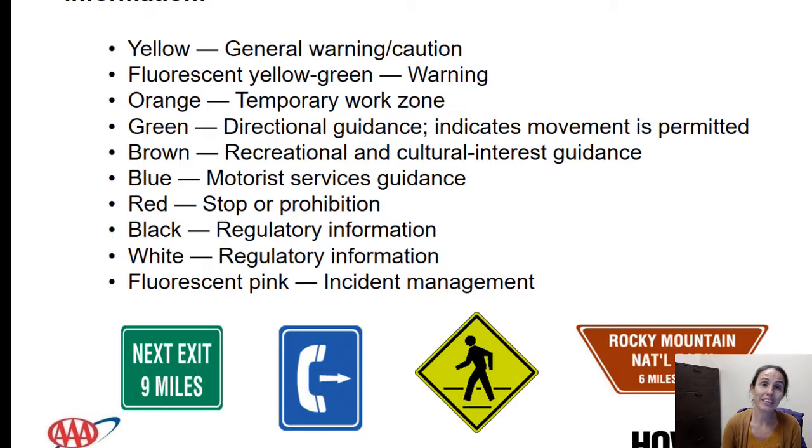So we're reviewing it again. Our yellow, general warning. For fluorescence, this is one of the newer signs. This is also a warning as well. You have your orange, temporary work zone, green, direction and guidance, your brown, recreation, and blue, motorists, and red, stop, and black, regular information, white, regular information, and you have your fluorescent pink, but you don't see too much, so that's incident management.